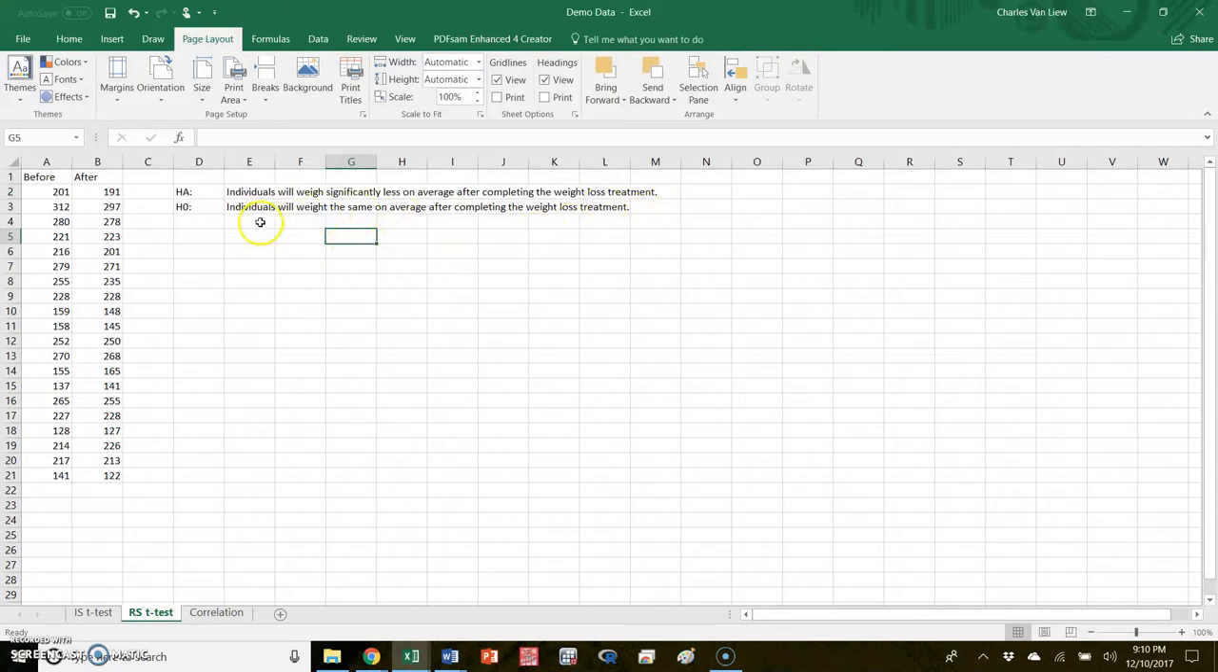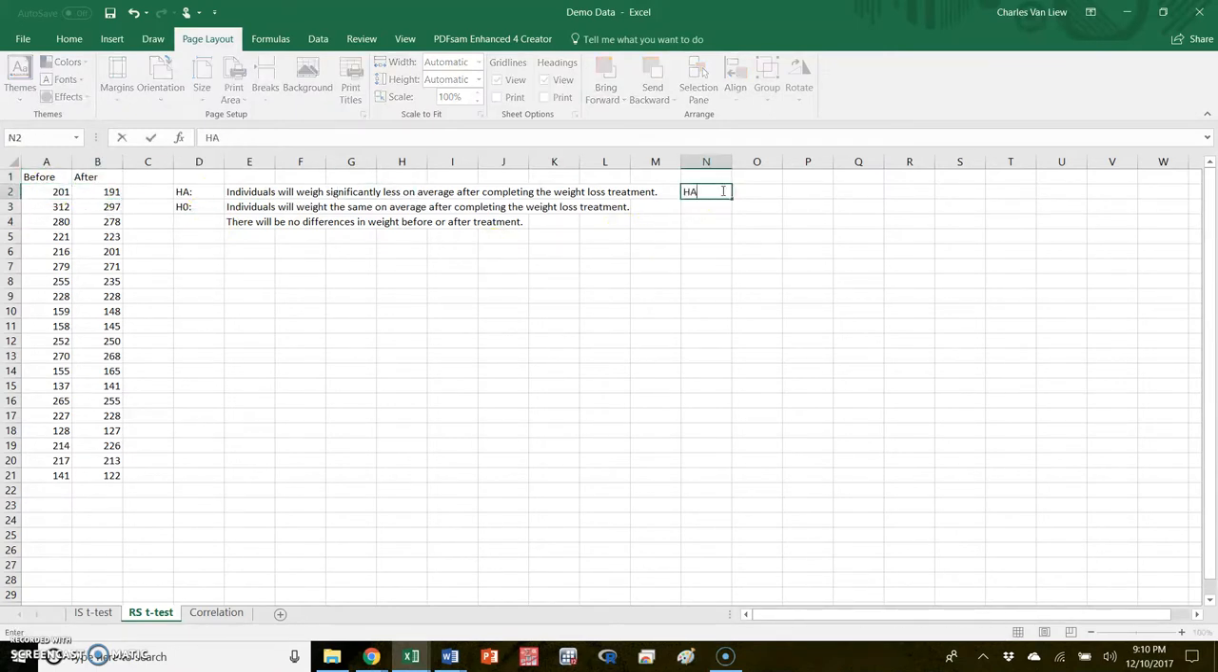We could also word this as there will be no differences in weight before or after treatment, if you wanted to word it that way. Notice it's not that there's necessarily just one way to word it. It's just making sure we have the concept that the alternate expects these to differ significantly, and the null does not expect them to differ significantly.